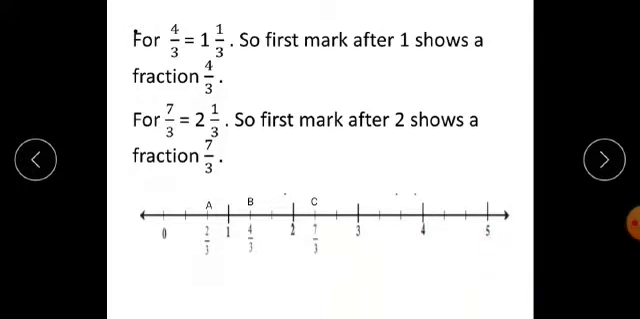For the sake of convenience, I have taken a distance of 1 centimeter equal to 1.1 unit. Therefore 0 and 1, this is the unit distance, and here the denominator of all the given fractions is 3. Therefore I have divided this unit distance, that is the distance between 0 and 1, into 3 equal parts. Therefore 1, 2 and 3 equal parts.